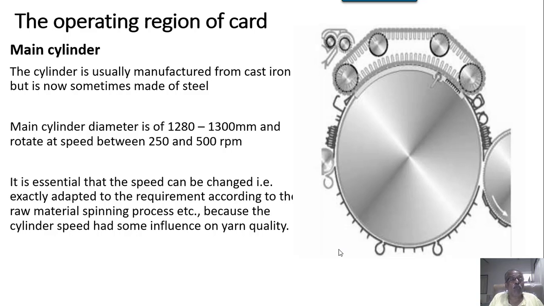The main cylinder is usually manufactured from cast iron, but it is made of stainless steel in today's situation. Diameter is around 1280 to 1300 millimeters, and it is rotated at around 250 to 500 rpm. So the surface speed of the cylinder, earlier it was say 50 inches, now it has slightly gone up. So this indicates the linear speed of the cylinder.